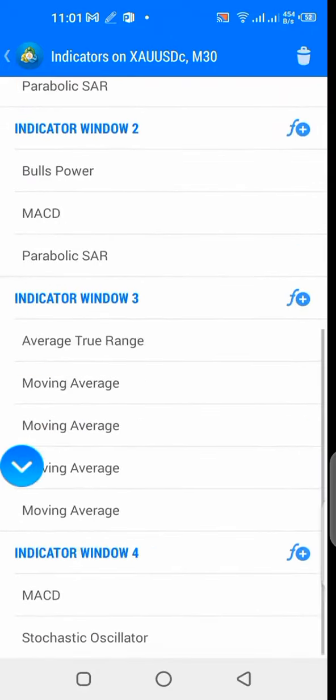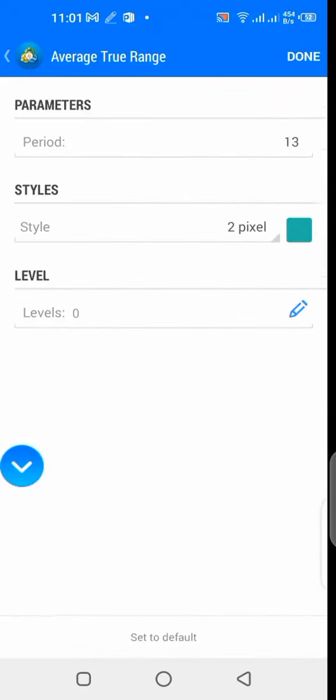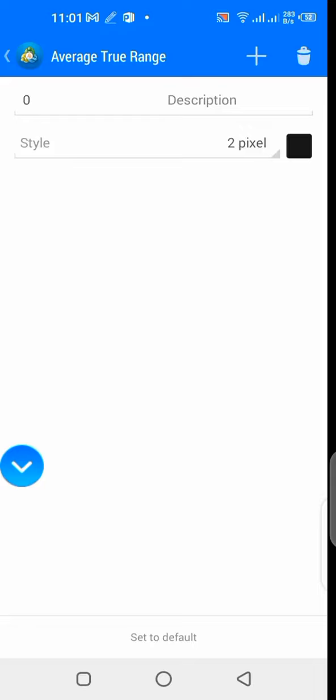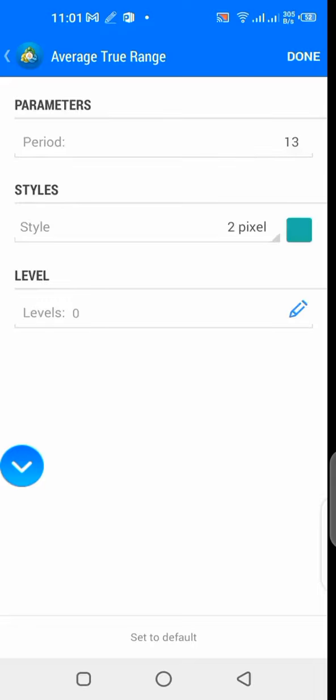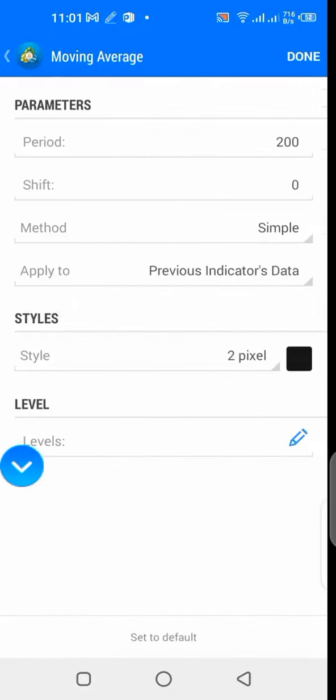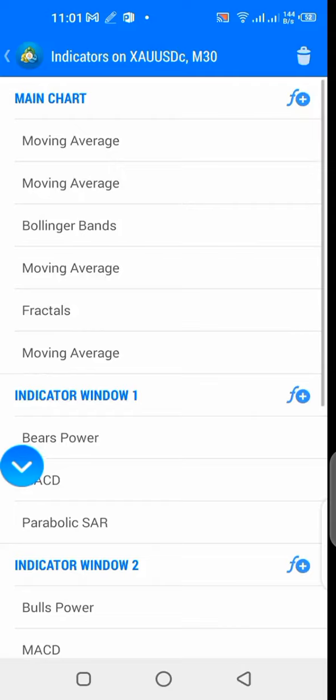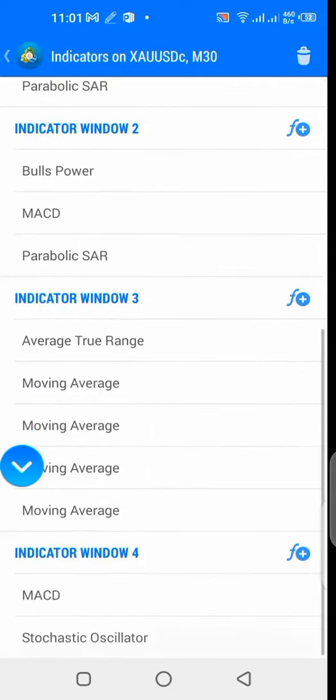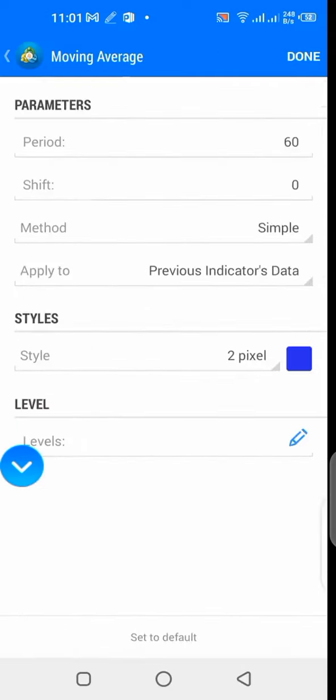Let's go to indicator window 3. We have average true range, the period is 13, color is cyan or green, and the level is black. Still on indicator window 3, we have moving average, period is 200, method simple, apply to previous indicator's data, color is black. Another moving average, period is 60, method simple, apply to previous indicator's data, color is blue.